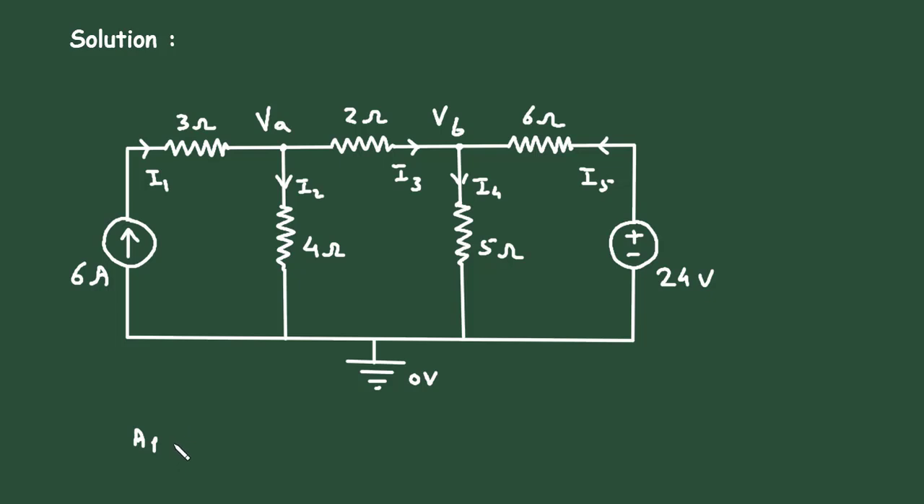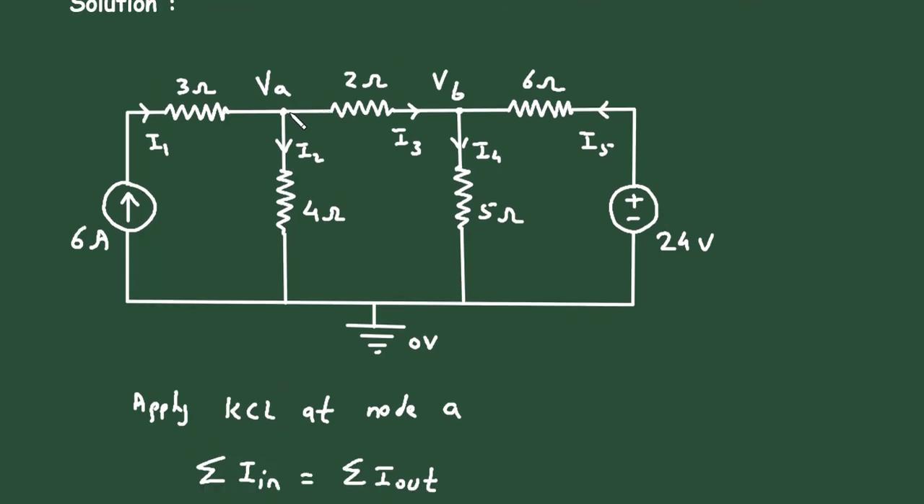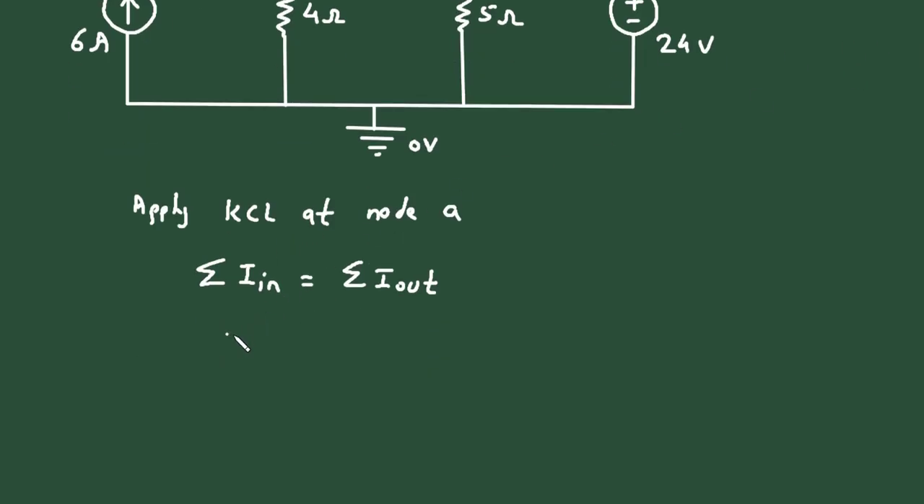So apply KCL at node A. Now here we can see, according to KCL, that is Kirchhoff's current law, summation of all the currents entering a node is equal to summation of all the currents leaving the node. At this node the entering current is I1. Here we can clearly see I1 is equal to 6 ampere. So first we will write I1 as it is, then is equal to leaving currents.